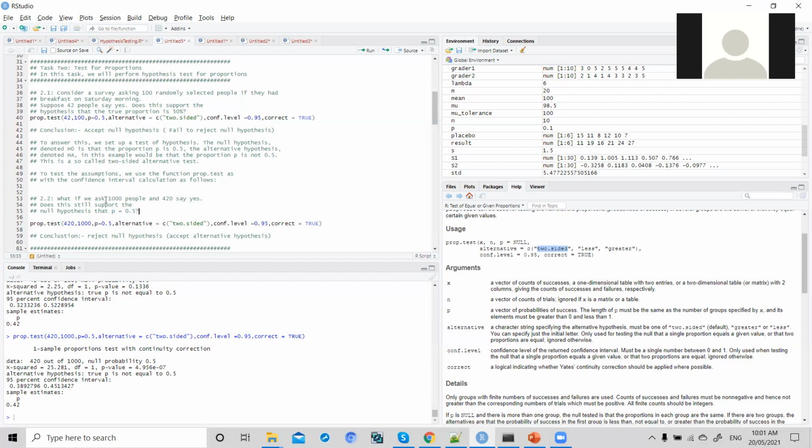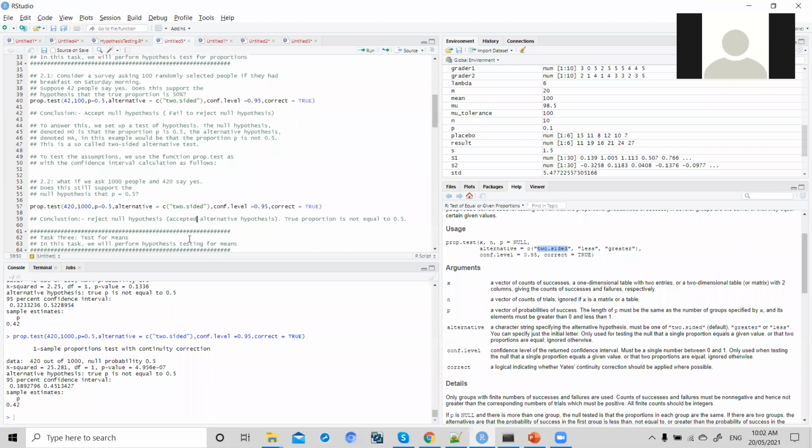And in this case, what would be your null and alternative hypothesis? Null hypothesis will be that your proportion is equal to 0.5, alternative will be not equal to 0.5. So what would be your conclusion? Your true proportion is not equal to 0.5, because we reject null hypothesis and we accept alternative hypothesis.